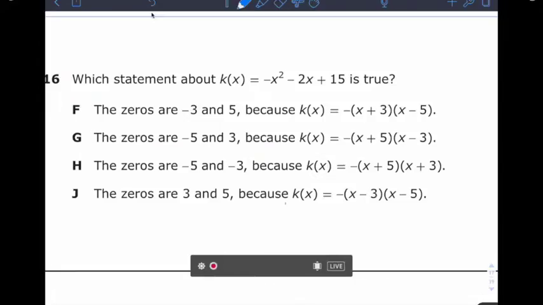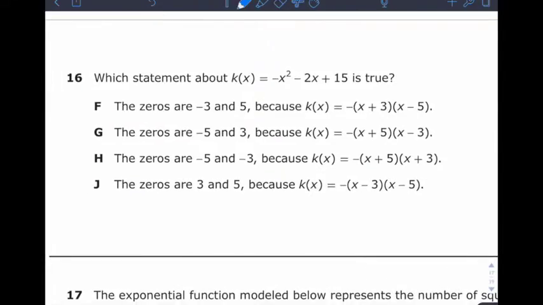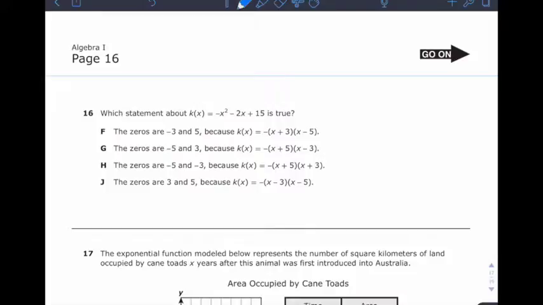Alright guys, here we go. We're going to do 16 through probably 20 on this run right here. So, which statement about k(x) equals negative x squared minus 2x plus 15 is true?